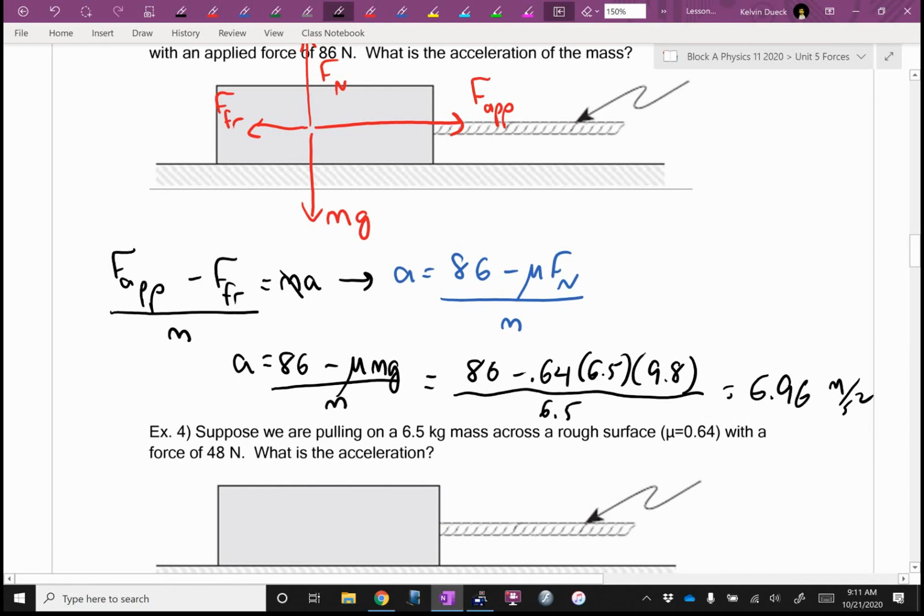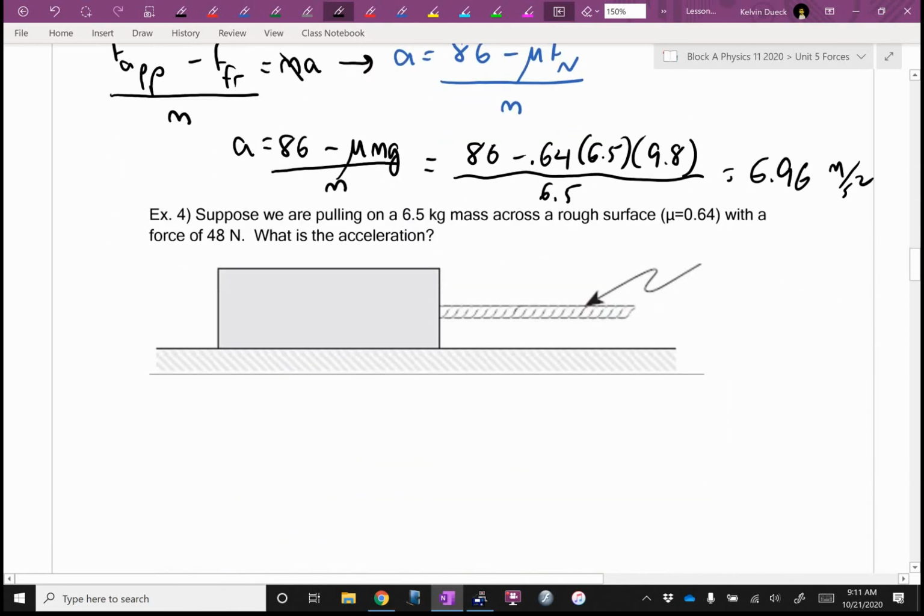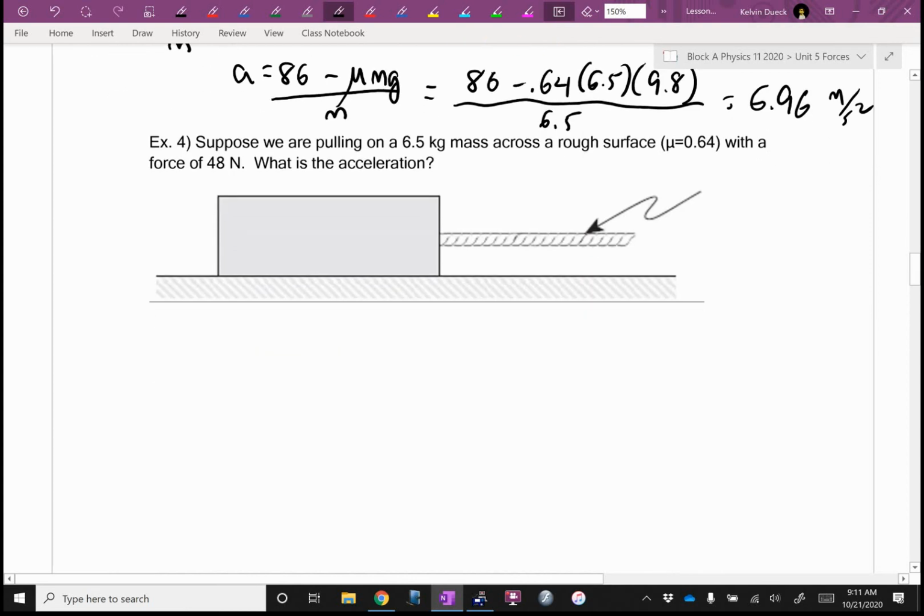Example 4. Suppose we're pulling on a 6.5 kilogram mass across a rough surface, friction, with a force of 48 newtons. What's the acceleration? Mr. Dewitt, this looks like it's the same question that we just did. Maybe it is. Let's find out. Deegan, what does this question want me to find? First thing I would say is there a T or a D or a VF or a VI? Because that's what we did to find acceleration in the previous unit. No, I'm going to solve for acceleration using Newton's law. We're going to divide by m eventually using F net equals ma.